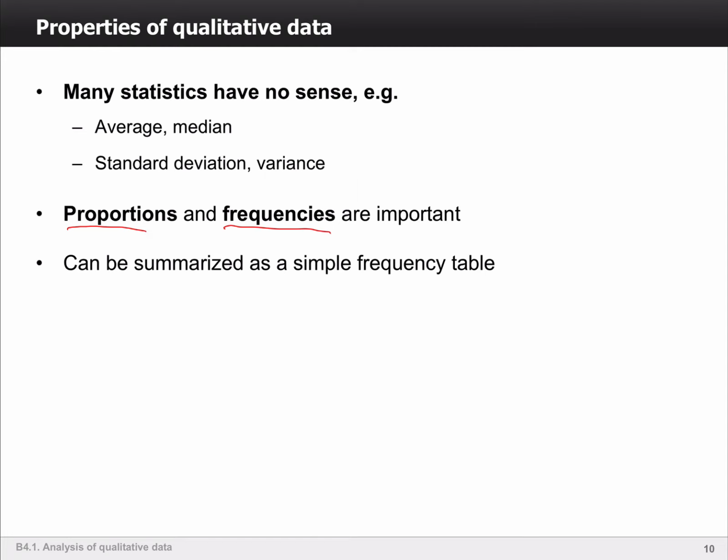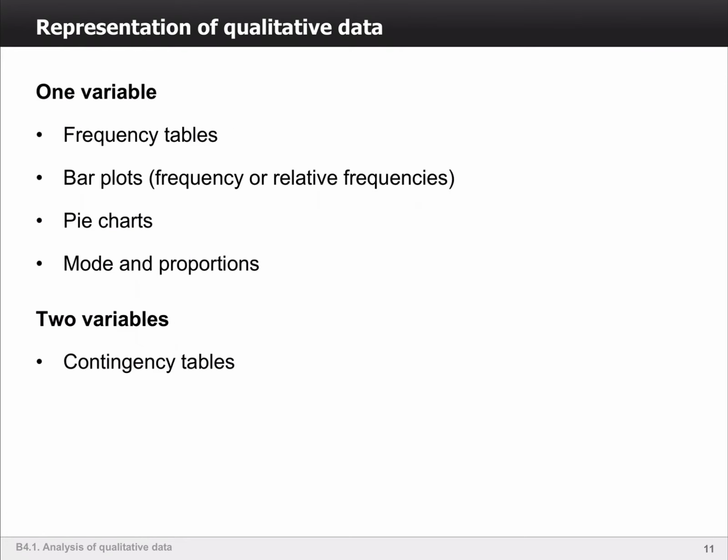And then the qualitative variables can be represented as a frequency table, which simply calculates frequencies for different combinations of the levels of the qualitative variables. If you have only one variable, then you can do the following. You can make a frequency table. You can make a bar plot that represents the frequencies. You can make a pie chart, which does the same actually. Then you can calculate several statistics, including mode and proportions.